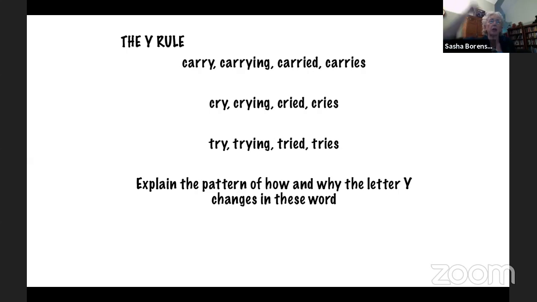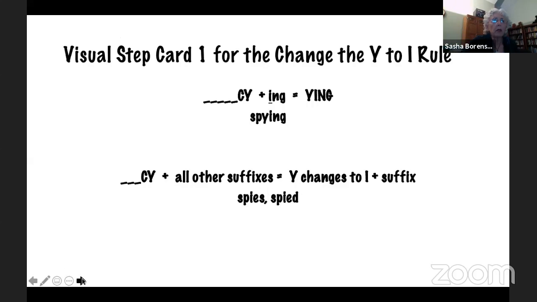So I'm going to say it one more time. When you have a base word that has a consonant with a Y, and you're adding any suffix, whether it begins with a consonant or a vowel, the Y changes to I and you add the suffix. However, the one exception to that is when you're adding a suffix that begins with an I, you do not change the Y to I. Okay? Any questions about that? Any confusions?